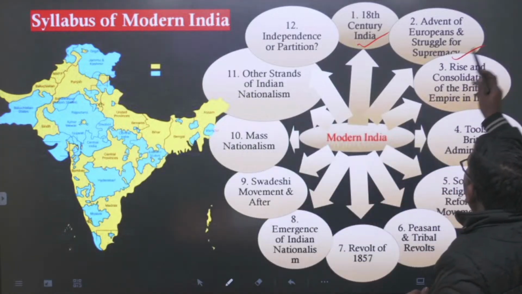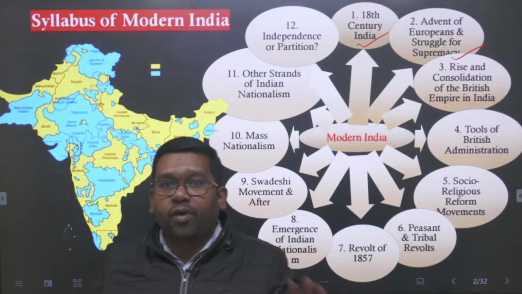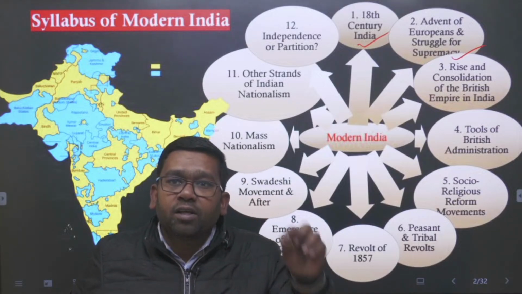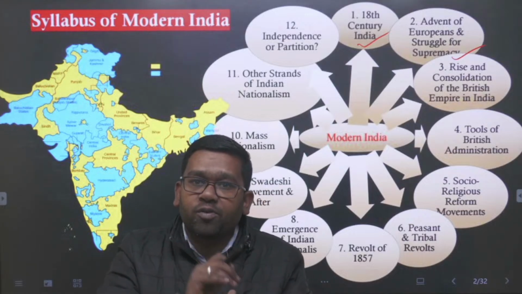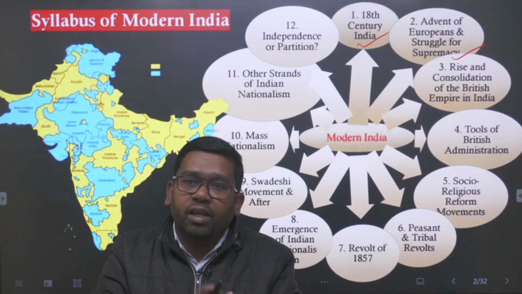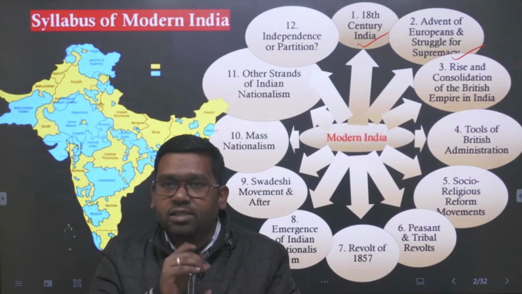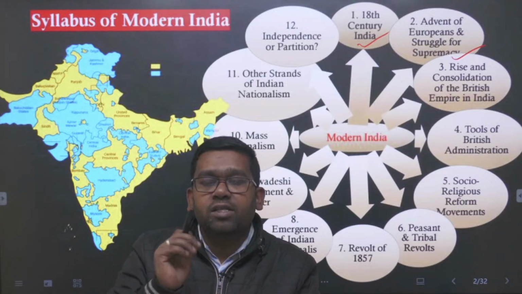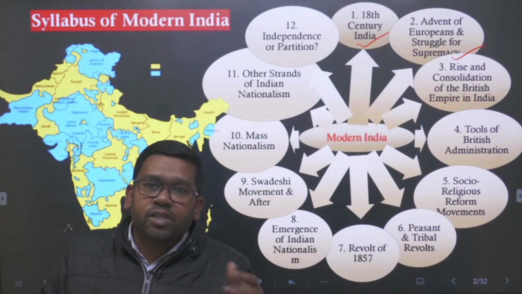There are basically 5 European powers who came to India at this time. How many? 5. Who are these 5 European powers who came to India at this time? The first European power to come to India was the Portuguese. They came in 1498. Then the second one will be the Dutch. The third one will be the British, who came to India in 1608, the fourth is the Danish, and the fifth is the French.